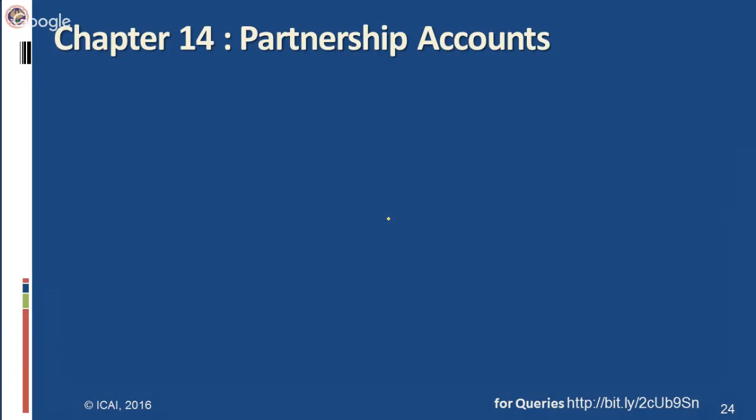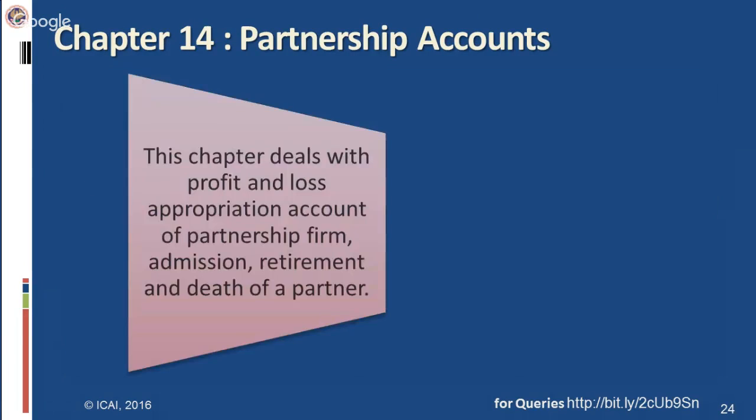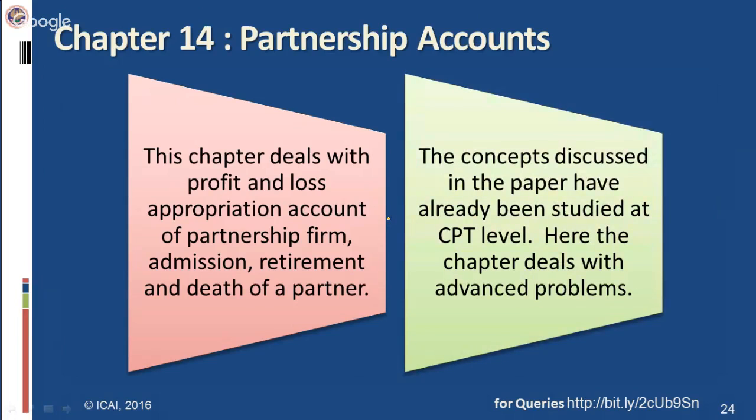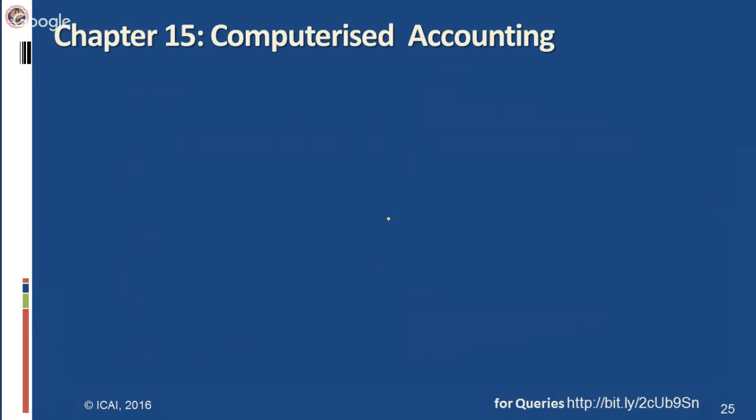Partnership is a very simple topic: admission, death, retirement, how to calculate goodwill, treatment of JLP, and how to prepare profit and loss appropriation account. These concepts we have already discussed in CPT, and even in 12th standard the students have generally already studied these concepts, so no need to tell them again. If you have some specific query with partnership accounts, you can mail me your doubts for resolving them.